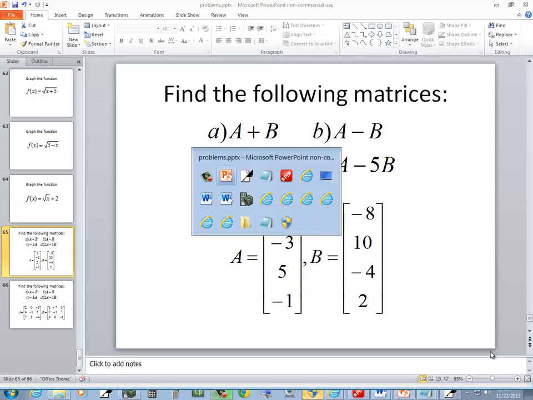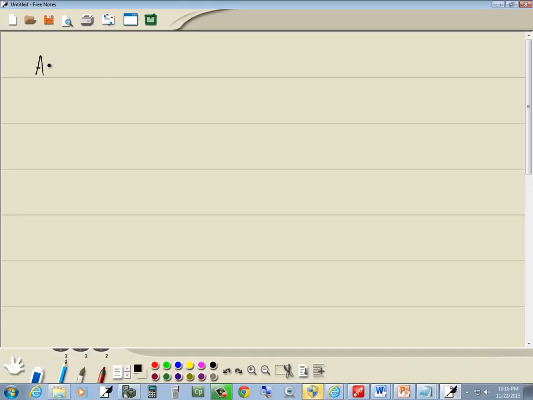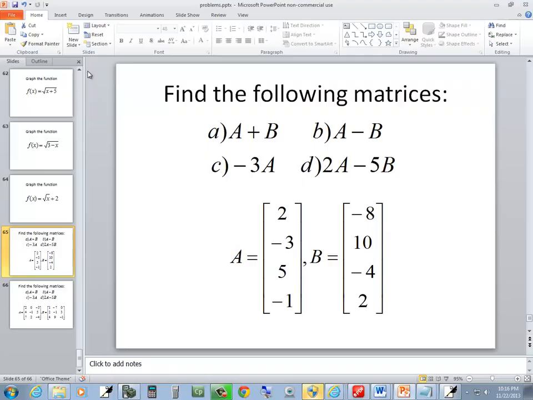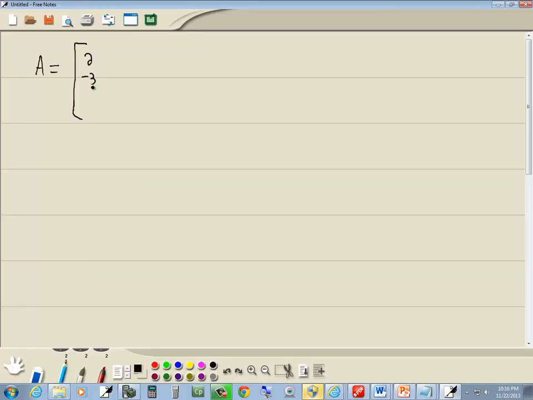Let's take a look at this problem. We got A is equal to 2, negative 3, 5, negative 1. B is equal to negative 8, 10, negative 4, 2.